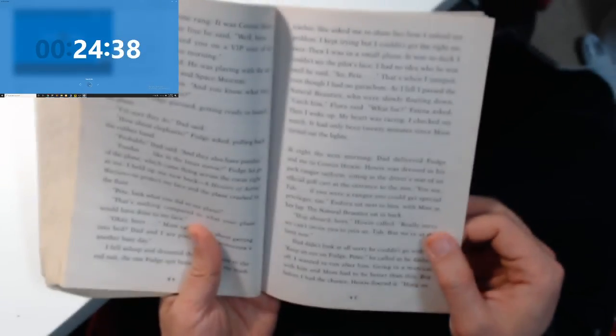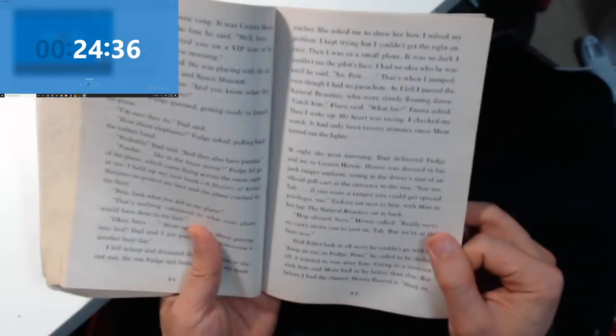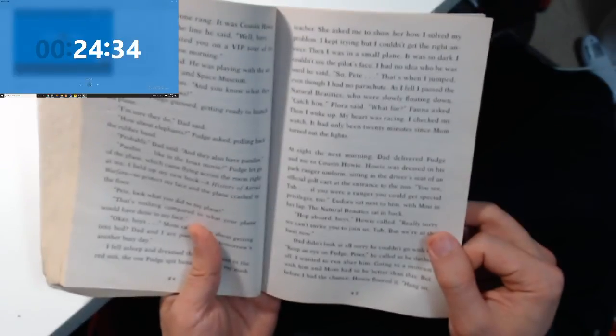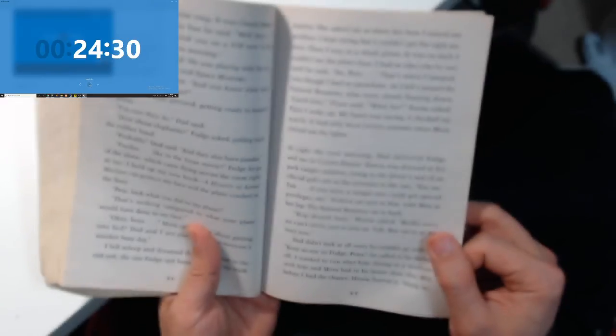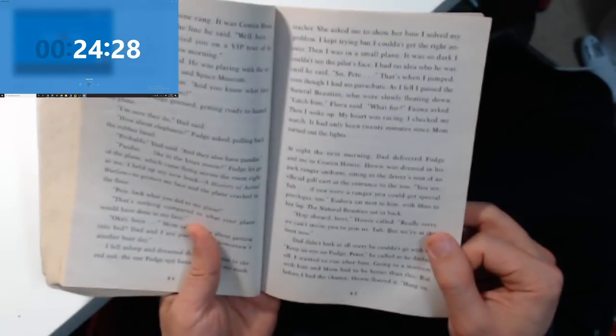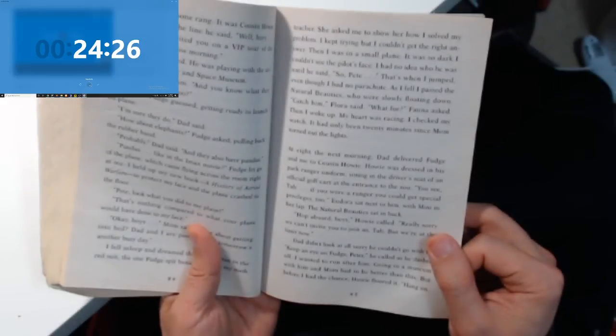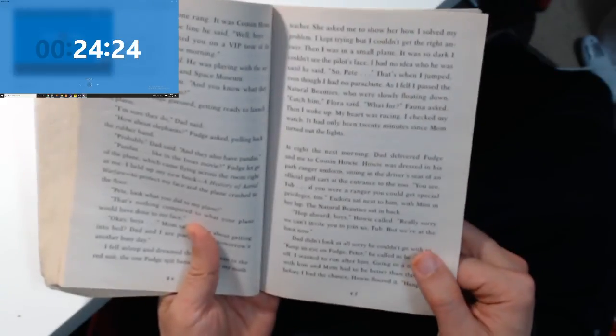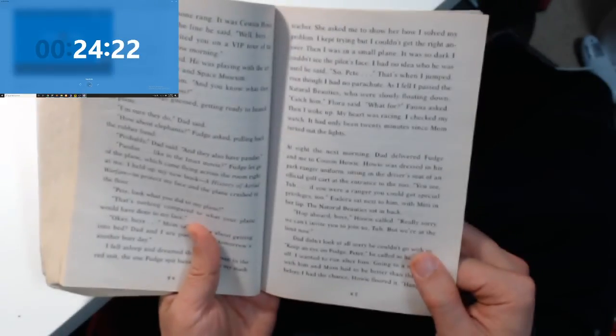As I fell, I passed the natural beauties who were slowly floating down. "Catch him," Flora said, and Fauna asked, "What for?" And then I woke up. My heart was racing. I checked my watch. It had only been 20 minutes since Mom turned out the lights.